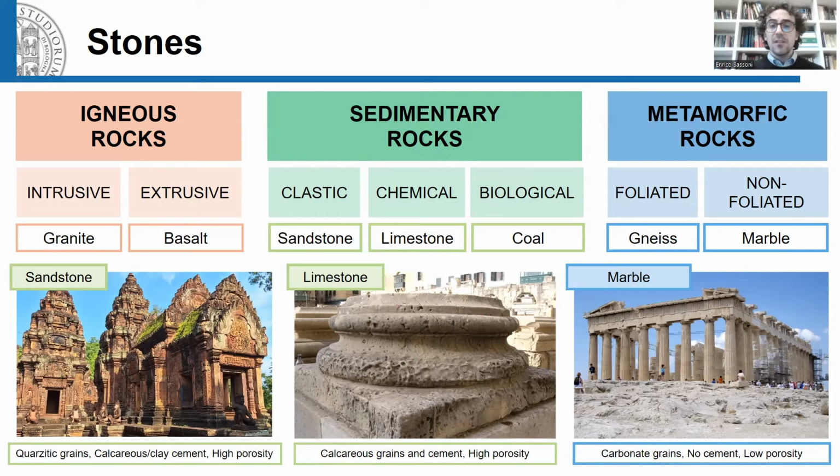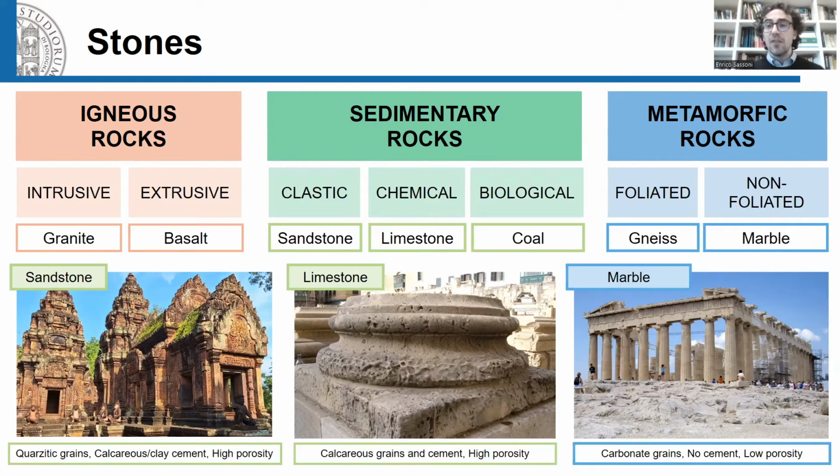Limestones are sedimentary rocks as well. In terms of composition, they are virtually composed of 100% calcium carbonate, which constitutes both the grains and the cement. Of course, impurities of various types can be also present. In terms of porosity, limestones can have low but also very high porosity, reaching up to 40% and more.